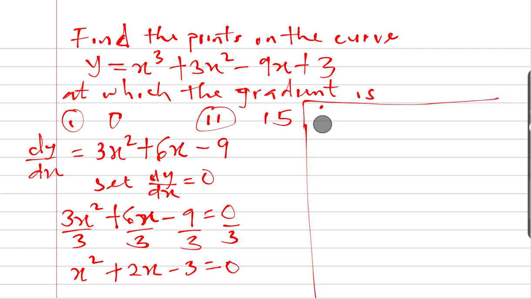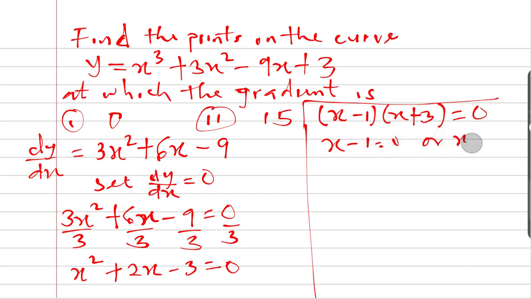If you solve this quadratic equation by factorization method, you would have (x minus 1)(x plus 3). This is the value we have if you factorize this. So that means x minus 1 equals 0, or x plus 3 equals 0. So x is equal to 1, or x is equal to minus 3.